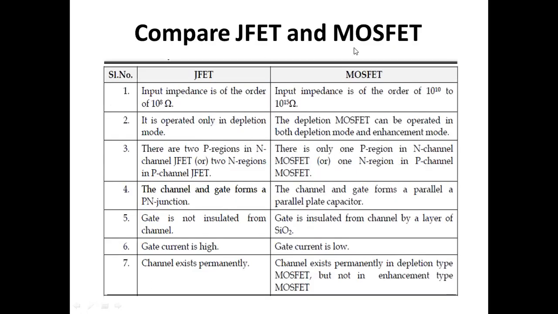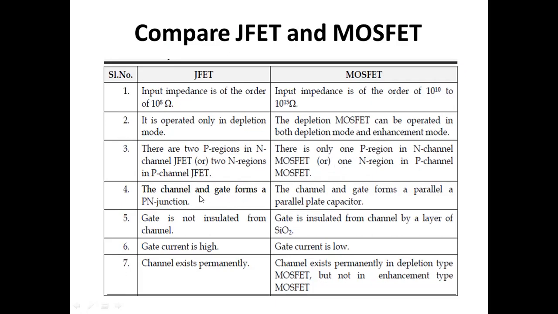Now you compare the JFET and MOSFET. For JFET, the input impedance is of the order of 10 power 8 ohms, but in the case of MOSFET, a very high input impedance is present, of the order of 10 power 15 ohms. JFET operates in depletion mode only, but MOSFET operates in depletion mode as well as enhancement mode. Here, there are two P regions in the N channel and two N regions in the P channel, but there is only one P region in the N channel MOSFET or one N region in the P channel MOSFET.